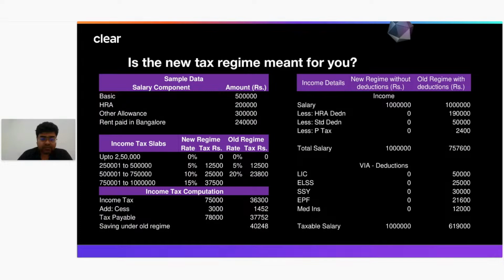And if we add 4% of health and education cess, it will be 1,452, which will be rounded off to 37,750 rupees. And by that, we will be able to save taxes worth 40,000 rupees if we go for the old tax regime. So there is an understanding of how the new tax regime and the old tax regime fare against each other.